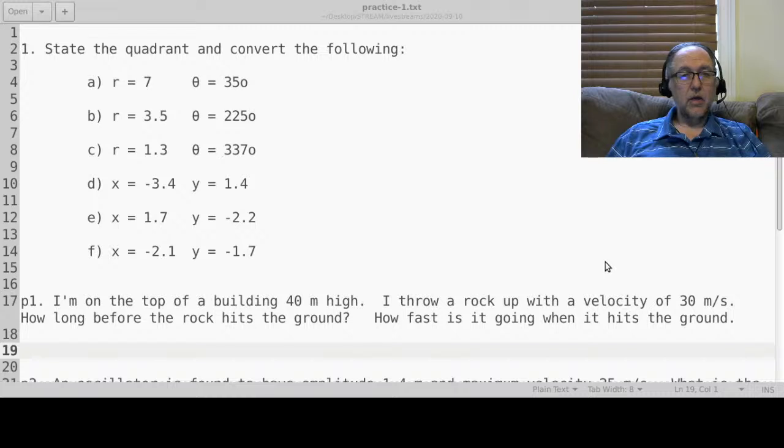What you see here is fairly abstract. In questions A, B, and C, I give you r and theta, the polar coordinates, and I say convert to the Cartesians. I actually ask for two things: I ask for the quadrant and for converting.